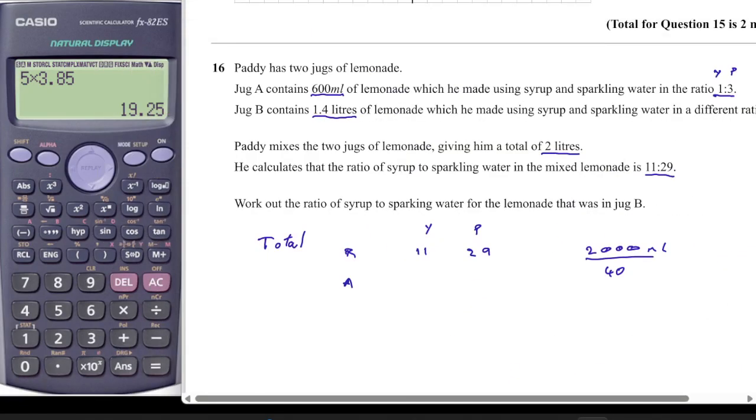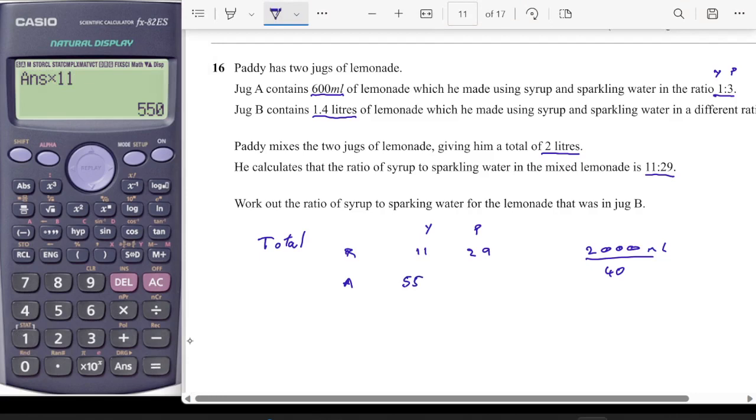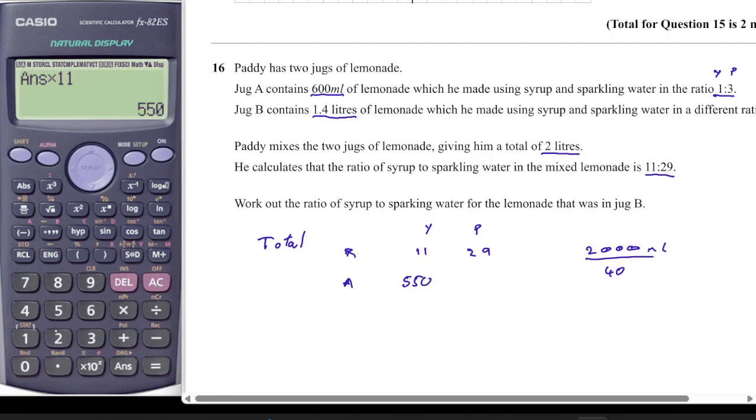So we'll kind of do that over here. So 2000 divided by 40 is going to give us a whole number, so 50. So each part is worth 50. So times by 11 gives me 550. And then for the sparkling water, I'm going to do 50 times by 29, which gives me 1450. So that's in the total.